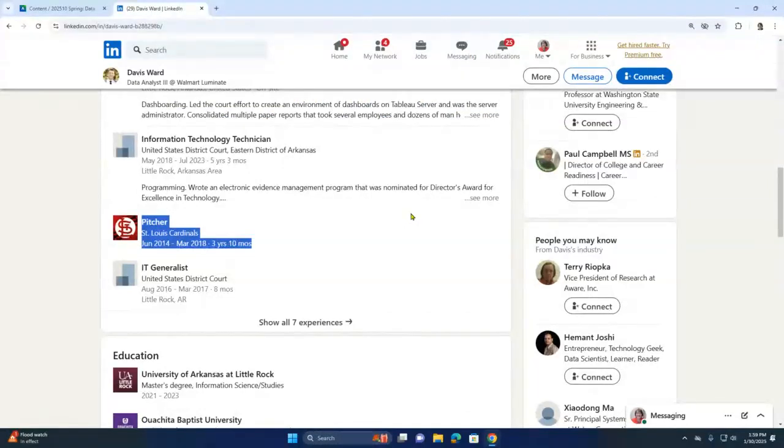I had not realized this, but Davis has a background in baseball. I did not realize he had been a pitcher for the St. Louis Cardinals.